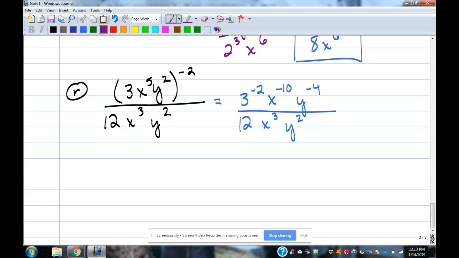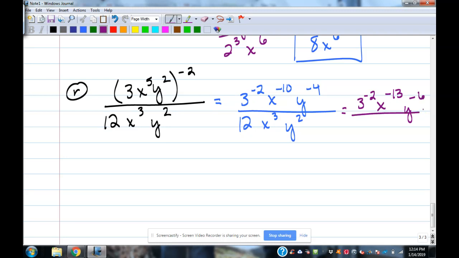So we've got x to the negative 10 and x to the third. Negative 10 minus 3 is x to the negative 13. Negative 10 minus 3 means it's getting more negative. Like you owe me $10 and then you borrowed 3 more. Now you owe me 13. Okay. Negative 4 minus 2 would be negative 6.